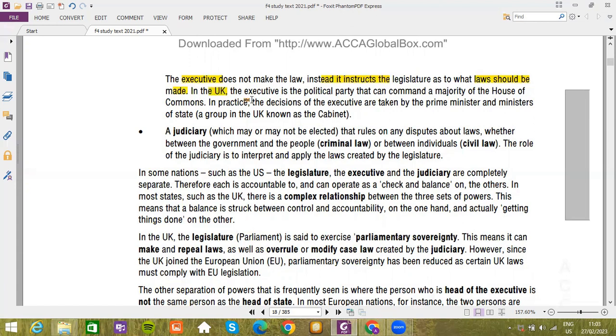In the UK, the executive is the political party that can command a majority in the House of Commons. In practice, the decisions of the executive are taken by the Prime Minister and Ministers of State, a group in the UK known as the cabinet. This is also important.